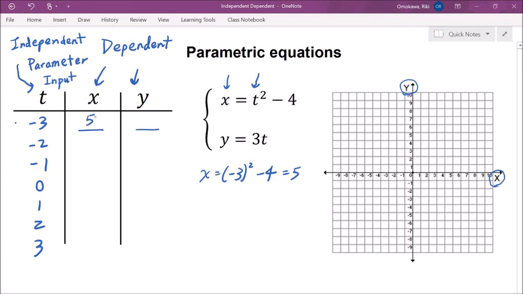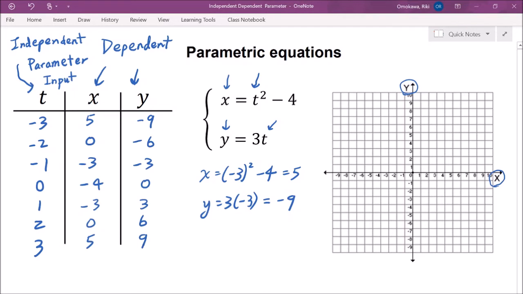What about y? So plug in t here, that gives us y. y equals 3 times -3, that's -9. Be careful with positives and negatives. So the y value is -9. And of course, you would do this for all the t values you're looking at. And you should get a table like this.